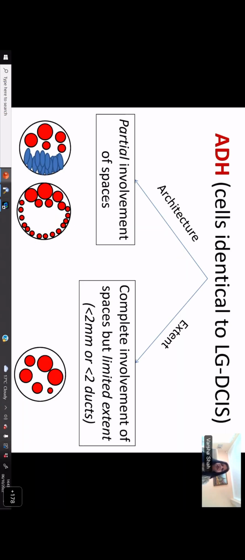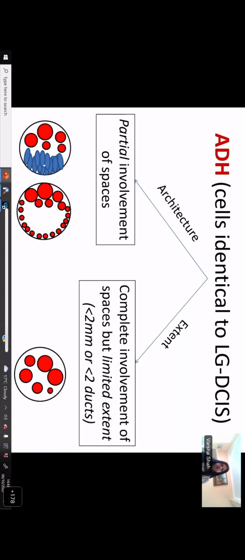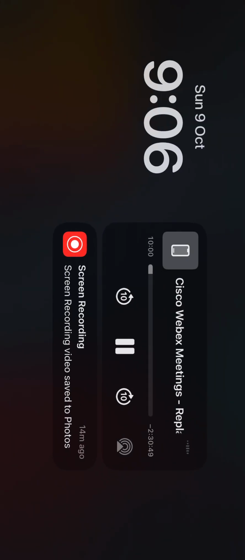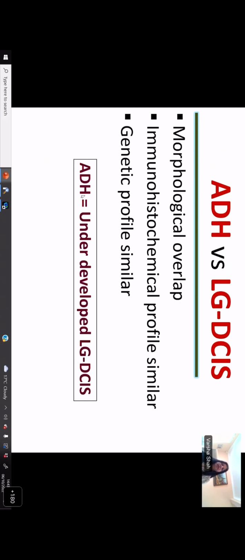So we have certain criteria for when you call it ADH. Either the duct is only partially involved by this neoplastic epithelial proliferation. Like here we have some usual hyperplasia, but here we have some neoplastic clonal proliferation of low-grade epithelial cells. So this is the qualitative or architectural criterion, or you can have a quantitative criterion when it measures less than 2 millimeters, or involvement of fewer than 2 ducts completely. We call it ADH. So basically ADH is nothing but underdeveloped low-grade DCIS. So there is morphological overlap, immunohistochemical overlap, as well as a similar genetic profile.